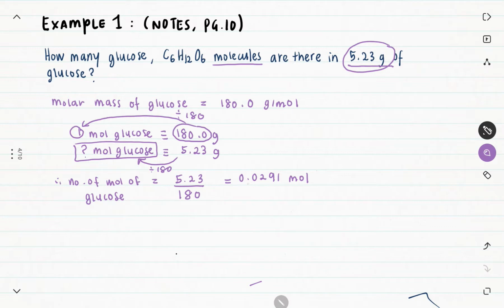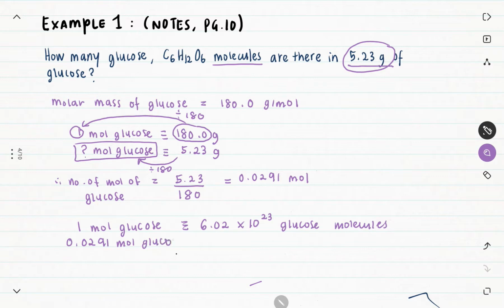So to calculate the number of molecules, we need to relate it with Avogadro constant. So we know that 1 mole of glucose will have 6.02 times 10 to the power of 23 glucose molecules. So if we have 0.0291 mole glucose, how many glucose molecules?